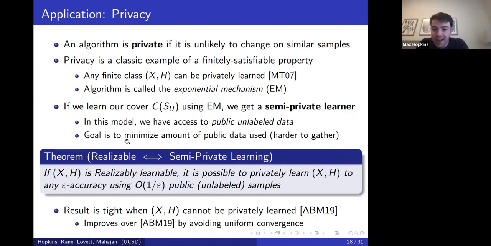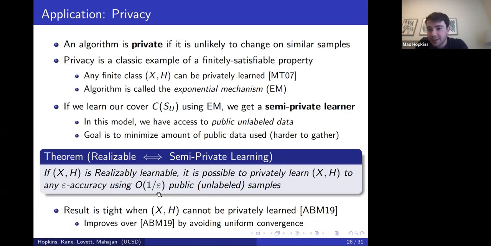It turns out when a class XH can't be fully privately learned, when you can't learn the class with no public unlabeled samples, you need at least 1/epsilon. And this is a result from a couple of years ago of Alon, Vasily, and Moran. And of course, they also prove a similar upper bound. They're off by some factor, but it's pretty close. And basically, our reduction gives some improvement over this work by avoiding uniform convergence. The same thing we were talking about before.